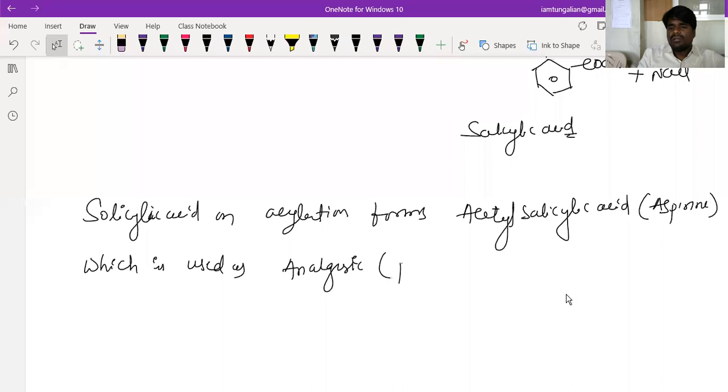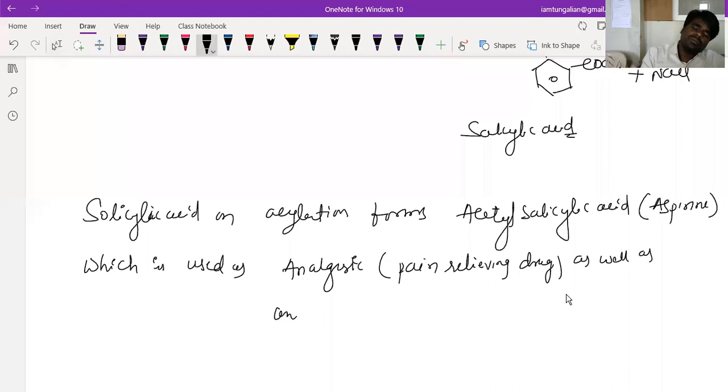What is meant by analgesic? Pain relieving drug, as well as antipyretic. What is antipyretic? Antipyretic means a drug that reduces.